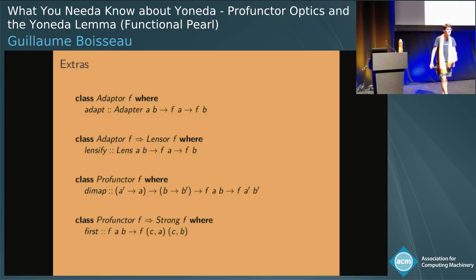So if you look at the paper, you'll have a whole definition of the same things in a context where things have 2 parameters, and in that context, the adapters are exactly profunctors, and the lensors are exactly strong profunctors. And there's a bunch of other of those things. So it's just a slightly generalized setting, and you can read the paper. It's full of neat proofs.